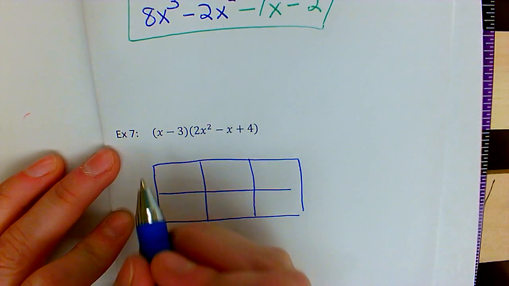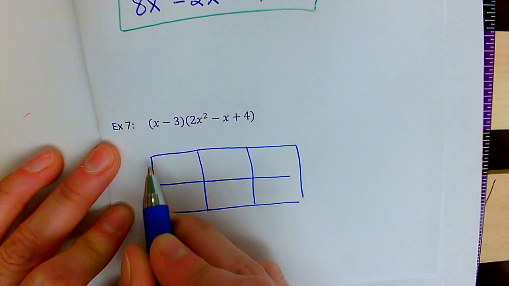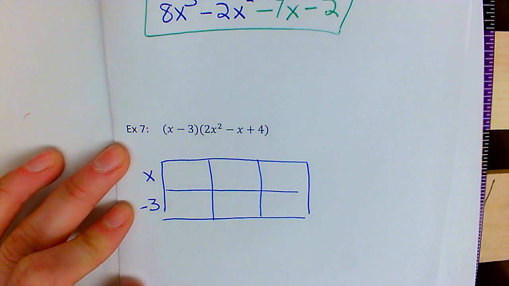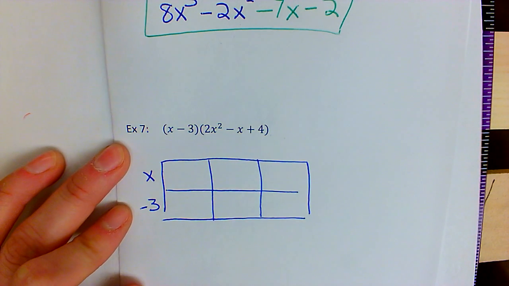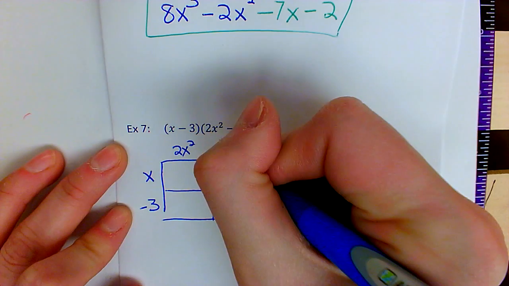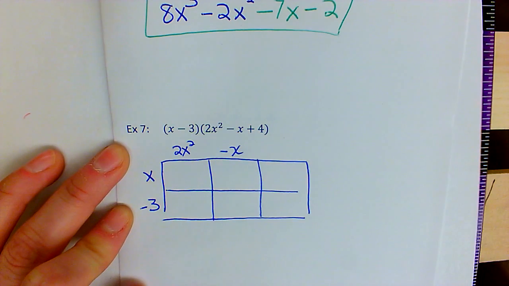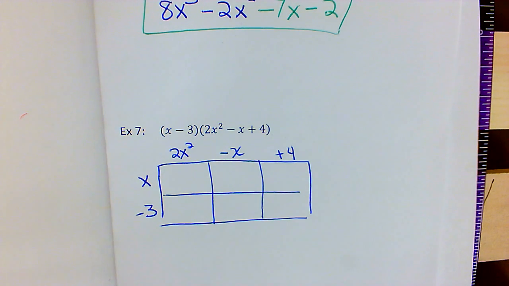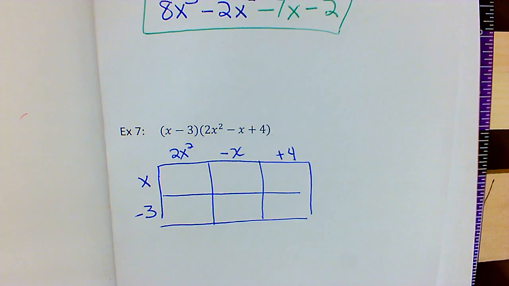So when I'm filling this in, x minus 3 has to go on the side with the two boxes, so I've got x and a negative 3. For the other side, I'm going to separate each one out a little bit. I've got 2x squared for the first term, a negative x for the second, and then the positive 4 at the end. So this method really helps you whenever you've got these longer problems.